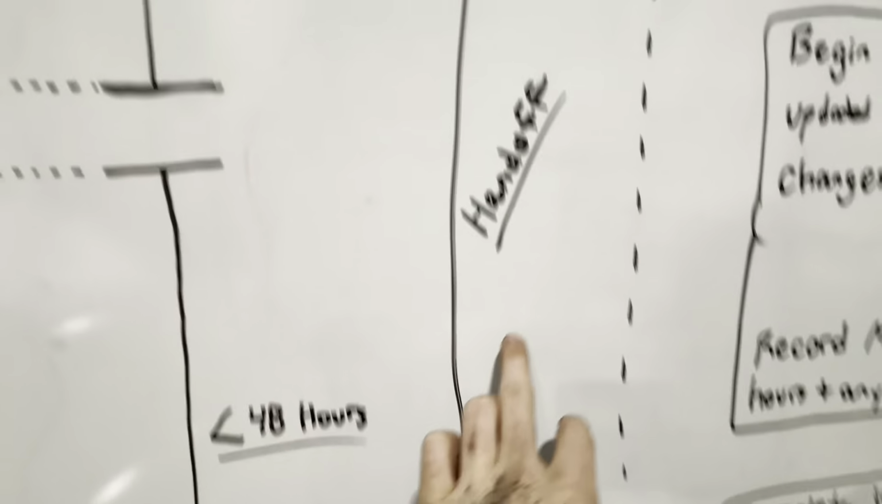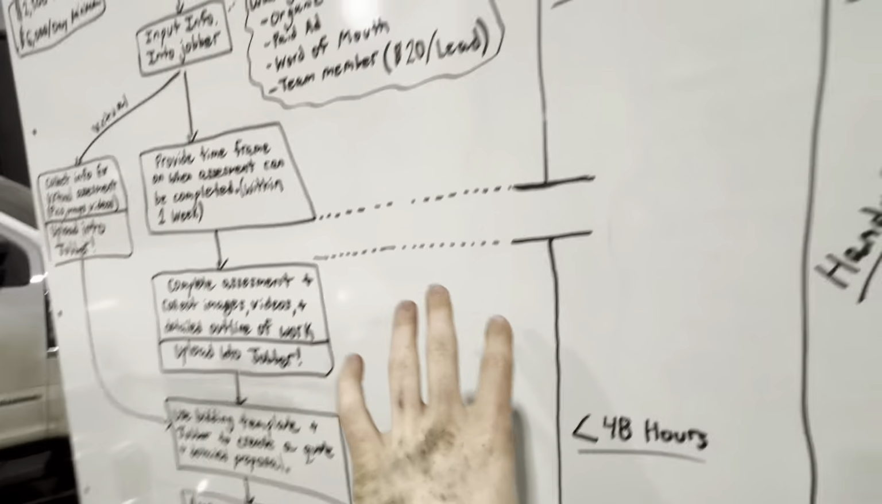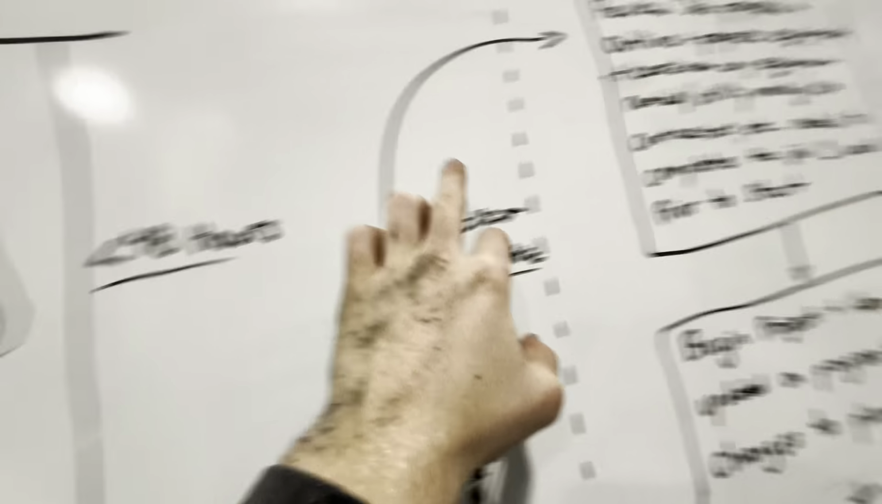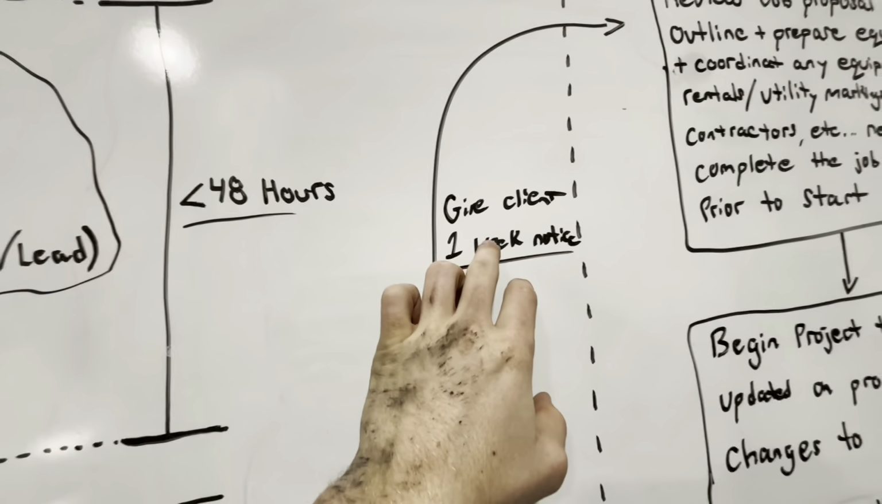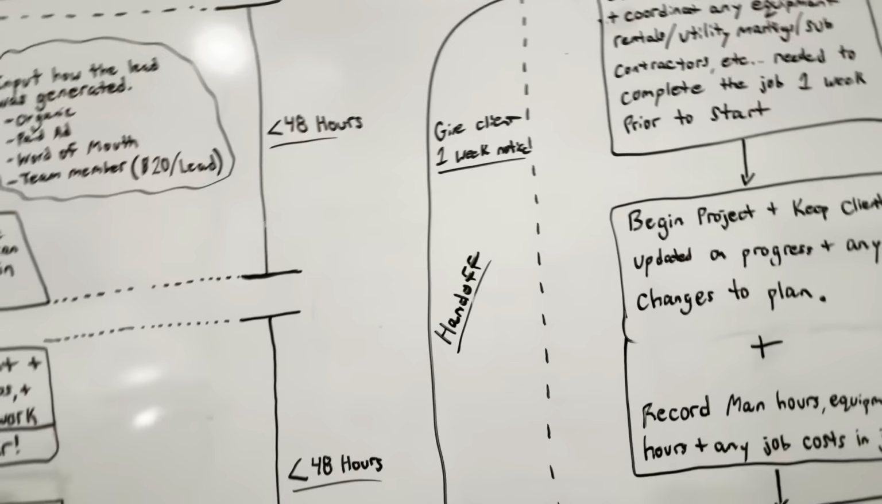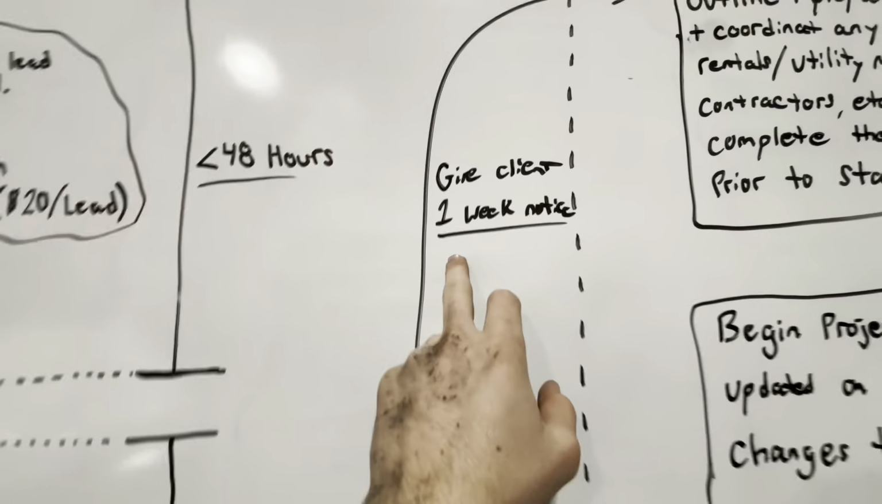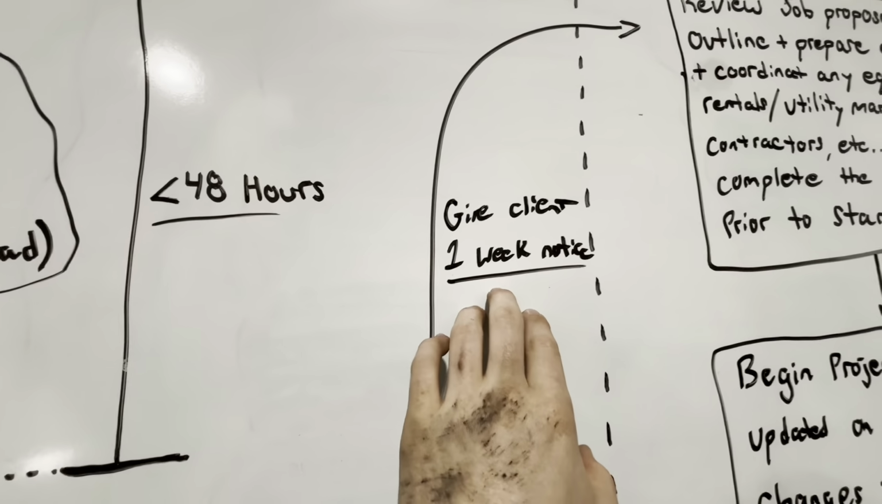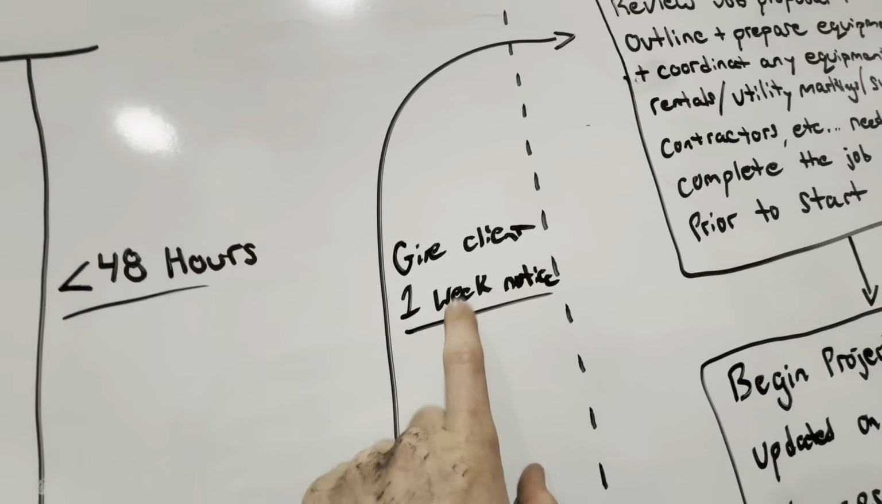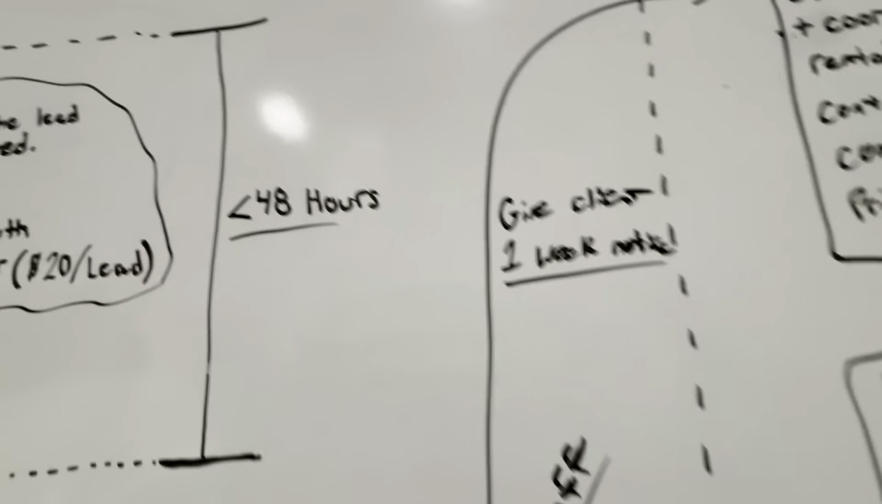we're going up. And this is where you would do the handoff if you have a sales team or a sales guy and an operations guy. This is where you're going to want to do the handoff. Give client 1 week notice. And then really try to give them a specific date if it's a 1-day job or whatever. But just as you hand it off and you're coming up to that week where you told them you would, give them some notice. Say, hey, we're getting ready.